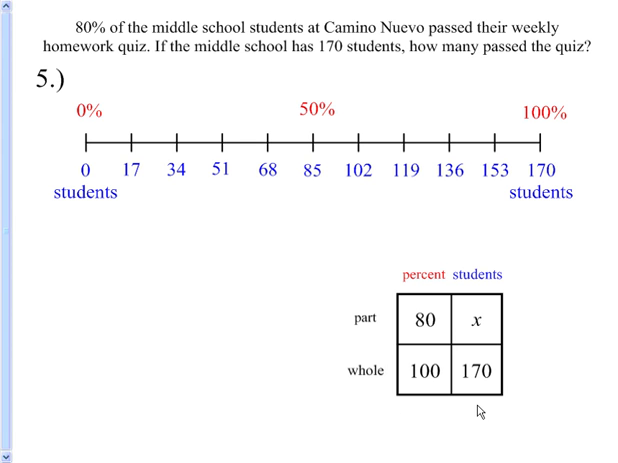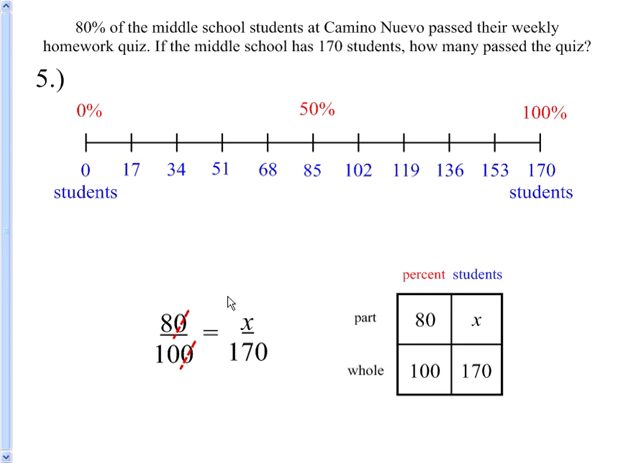This proportion table can be a useful tool to be able to see more clearly what it is that we are setting up in our proportion so that we can get the numbers in the right place and solve it correctly. We can use this then to set up a proportion just like this, so we can cross multiply. 80 times 170 divided by 100 is going to give us the number of students who passed the test, the actual number of students if 80% passed. So let's go ahead and solve that.